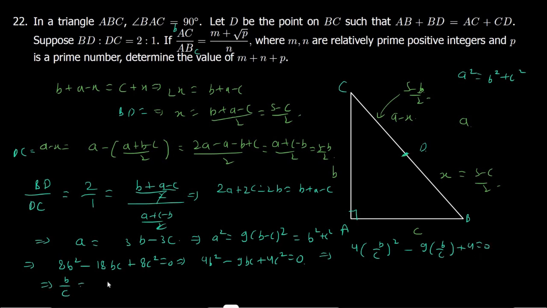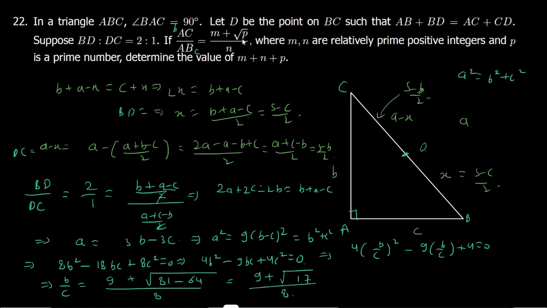So using the quadratic formula, we can find B by C as 9 plus or minus square root of... But here it's a plus sign, so let me keep a plus sign only. So 9 plus or minus root of b square, which is 81 minus 4 times 4 times 4, which will become 64, whole divided by 2 times 4, which is 8. So this will be 9 plus root of 81 minus 64, which is 17. 9 plus root 17 divided by 8.